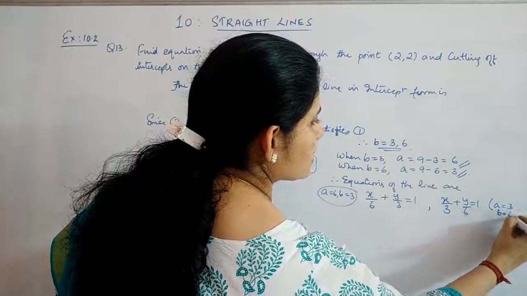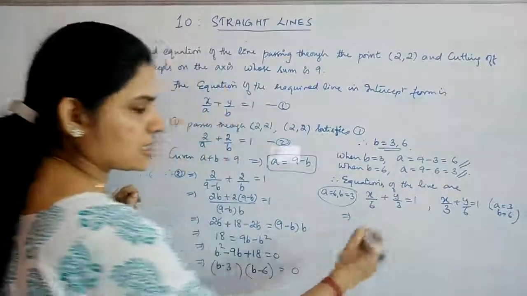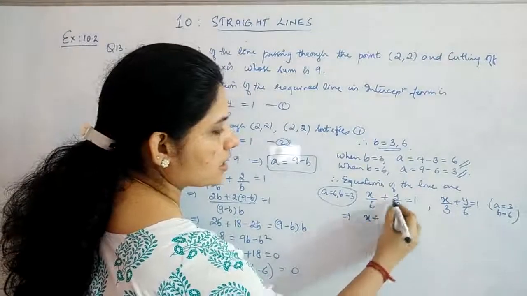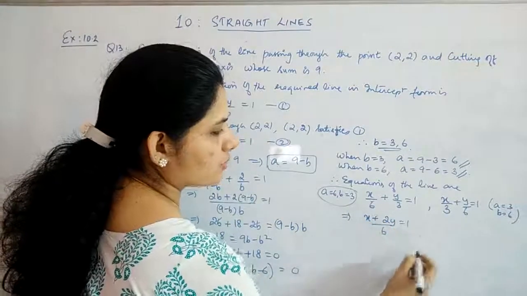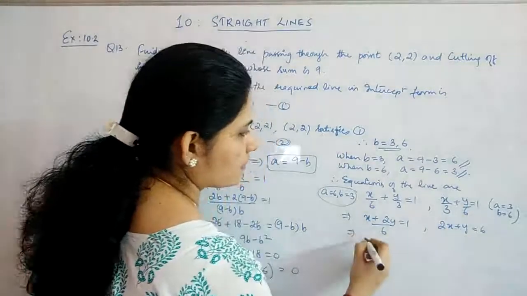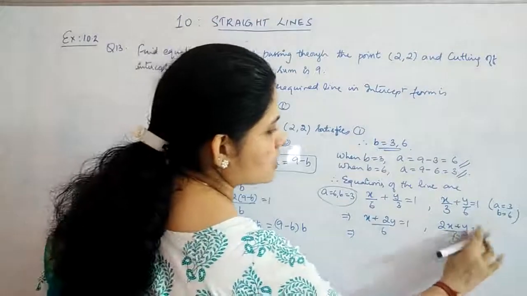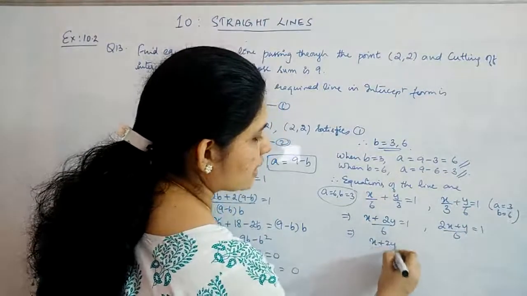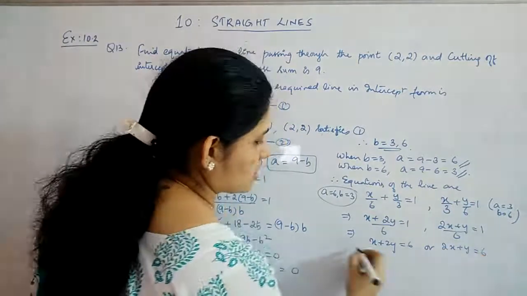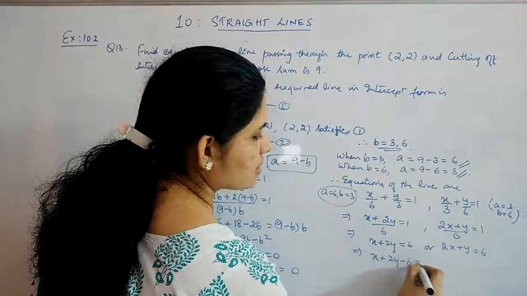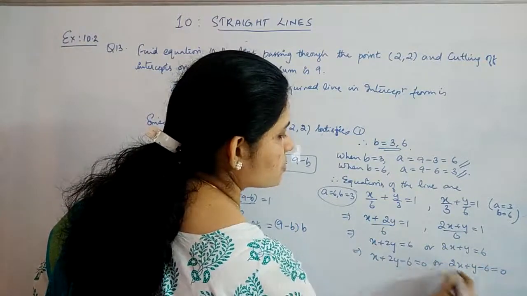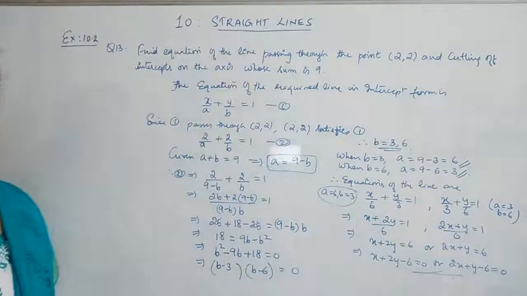Sorry, a is 3 and b is 6. Now we are just rearranging, that is taking the LCM. This will give you x plus 2y by 6 equal to 1, and 2x plus y by 6 equal to 1, or you will get x plus 2y equal to 6, or 2x plus y equal to 6, or x plus 2y minus 6 equal to 0, 2x plus y minus 6 equal to 0. So both are the equation of the same line with the given condition.